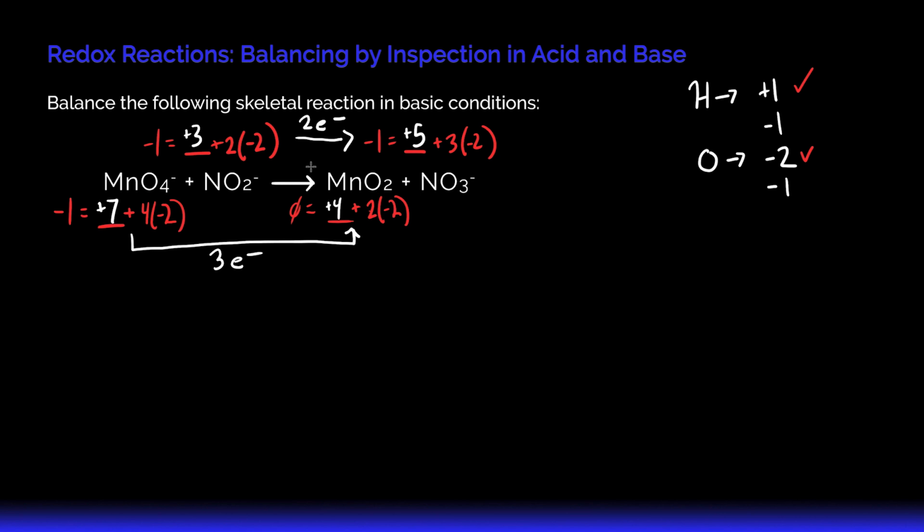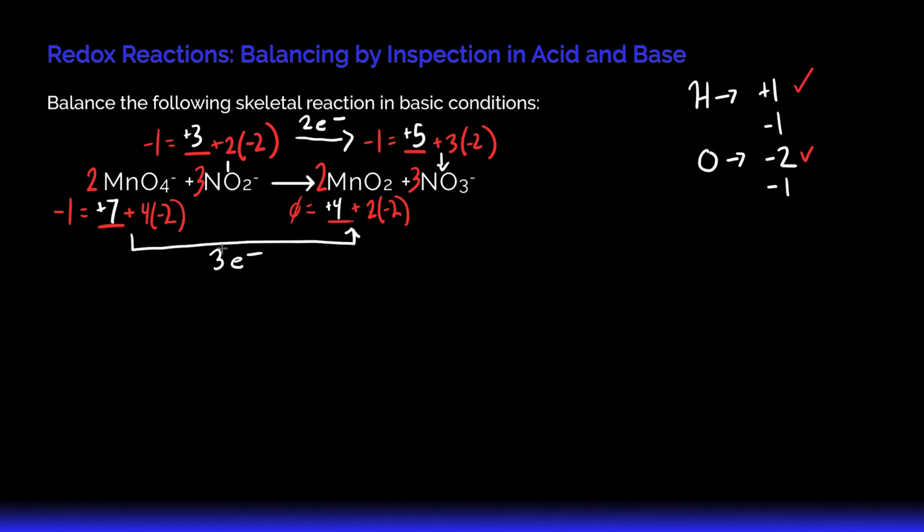Now, similar to our strategy in part 1, we do need to understand that this change in electrons needs to be the same on the left and the right. And so for this process and this process, we need to have the same number of electrons. And so in order to do this, I'm going to multiply the manganese half reaction by 2, and then I'm going to multiply the nitrogen's half reaction by 3. Now what that does is create 6 electrons overall transferred in each half reaction.